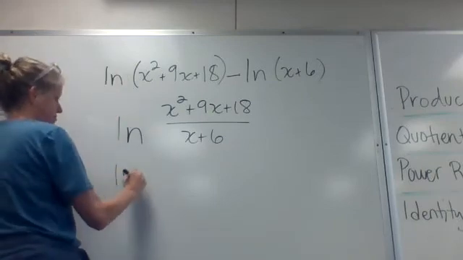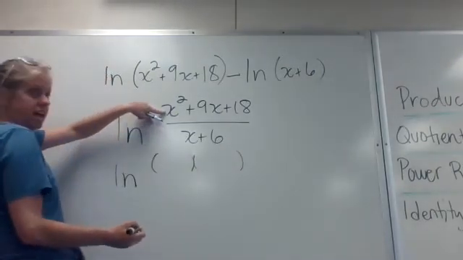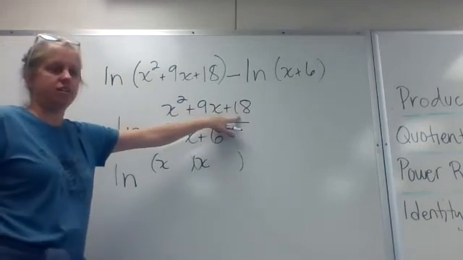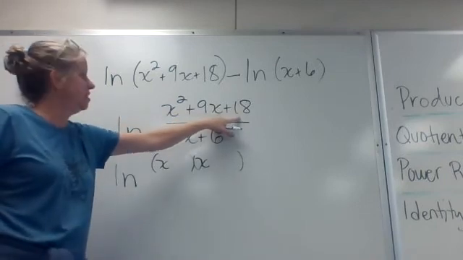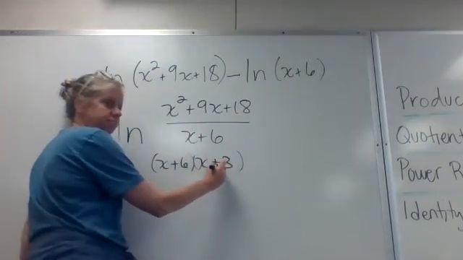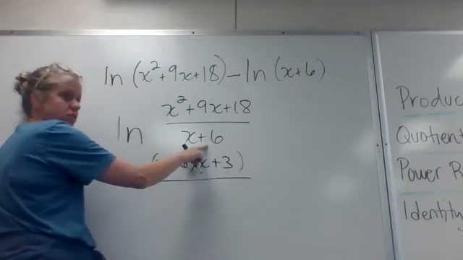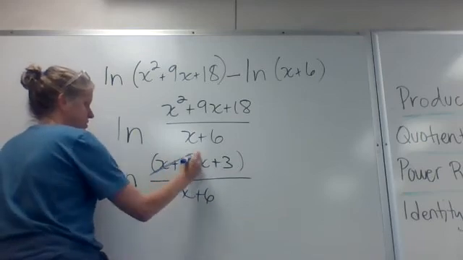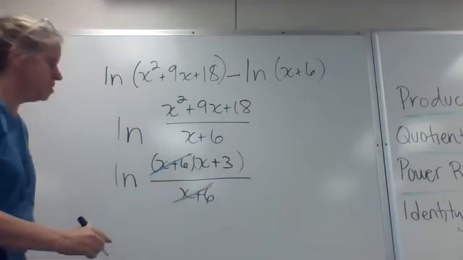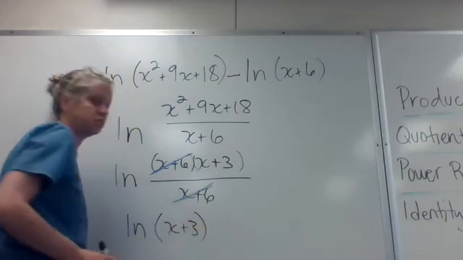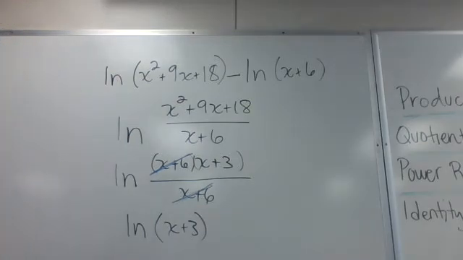So let's see, ln, x and x for x squared, factors of 18 that add to 9, so plus 6 plus 3, over, just bring down the x plus 6. So there's your canceling. So all you're left with is ln of x plus 3. Last one.